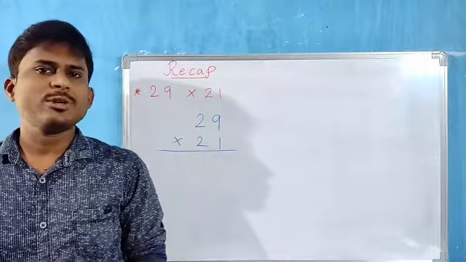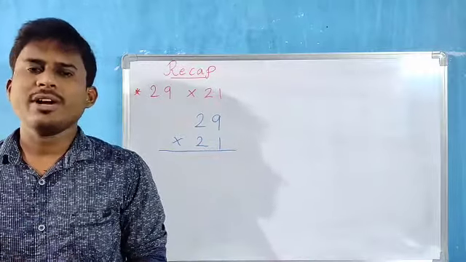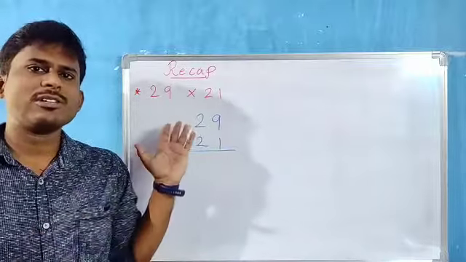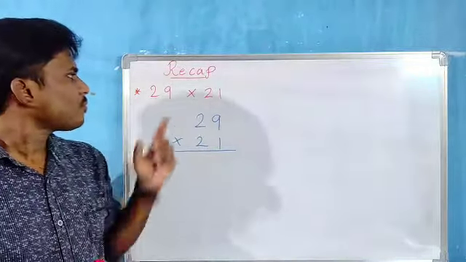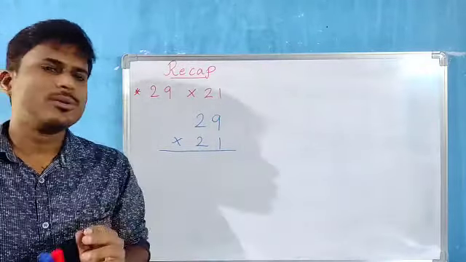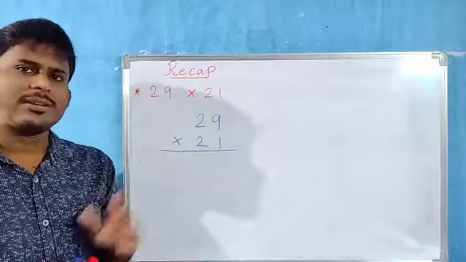Just now we have discussed multiplication, children. In that we have learned the terms of multiplication also. Now, based on your previous knowledge, let us solve this recap problem. So what's your question, children? 29 into 21. So we have to multiply these two-digit numbers, children.